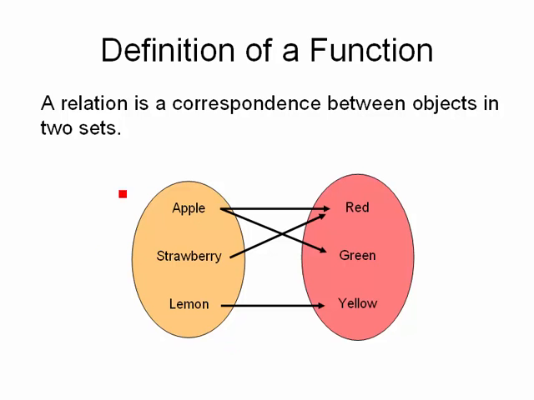two different circles here. One contains apple, strawberry, lemon. The other shows red, green, and yellow. And the way we're thinking about this is one set consists of some fruit or berries, and the second one is the corresponding color.